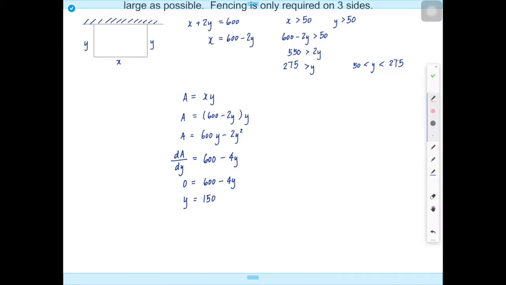Notice how you can use your judgment to see if your answers make sense. In this line here where we have a function of area in terms of y, this is quadratic. And we know that in a quadratic function, there is only one maximum or minimum point. And in this case, because the y squared term is negative, we know that the parabola opens down and you have a maximum occurring at 150.